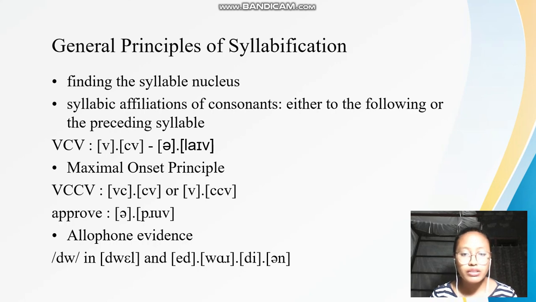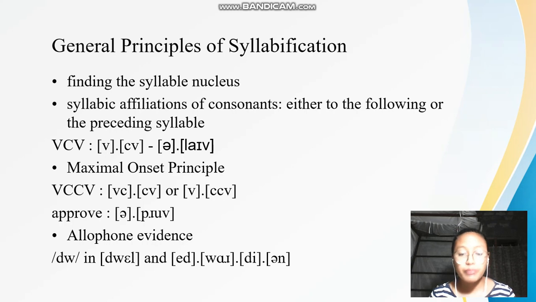Next, we have the maximal onset principle, which states that when we do syllabification, we observe the consonantal cluster that may begin a word. Consonantal cluster is two or more consonants that may begin a word, initially or finally in a syllable. So if we have a word with vowel, consonant, consonant, vowel, it can be vowel, consonant and consonant, vowel, or vowel and consonant, consonant, vowel, if the consonant, consonant, vowel could begin a word. For example, the word approve.